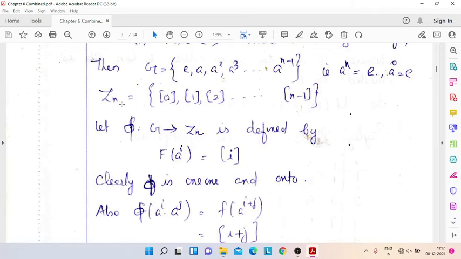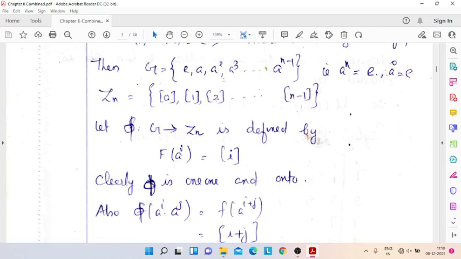And the second group contains elements which are classes of integers. Zn equal to class 0, class 1, class 2, etc., class n minus 1. What is the nature of the first class, class 0? Class 0 contains all those integers, both positive and negative, which are multiples of n. But class 1 contains all those integers which are multiples of n plus 1. And class 2 contains all those integers which are multiples of n plus 2. And that is the nature of the second group.